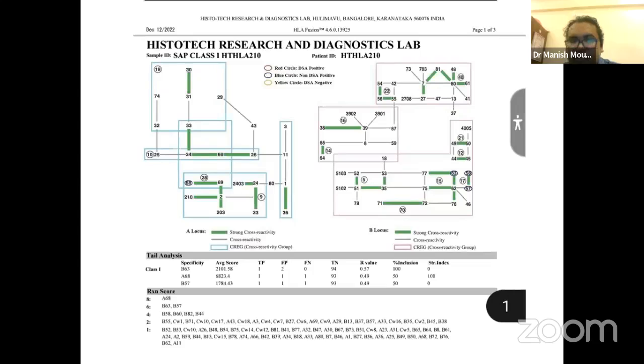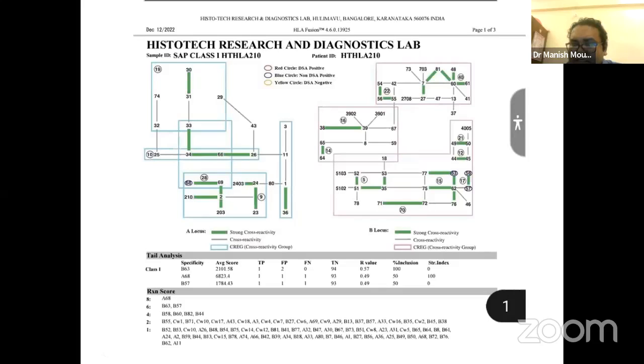So they segregated class 1, class 2, and class 3 in DR, class 1 A and B, as cross-reactive groups. If we look at a very common example, like A locus 28: if the donor has the 68 HLA antigen and the patient has a 69 antibody, the 68 and 69 fall into the same cross-reactive group. That's why the 68 antibody can interact with the 69 donor antigen.